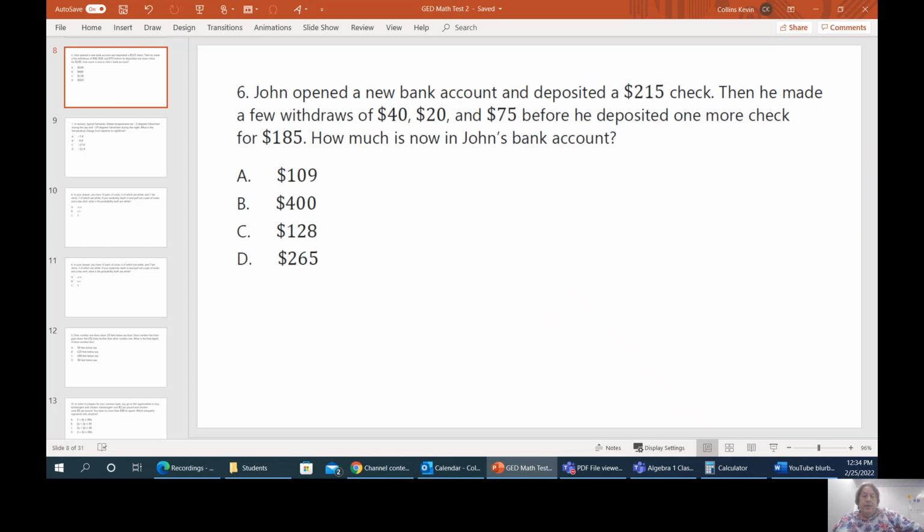Okay, so it says John opened a new bank account. He deposited a $215 check. Then he made a few withdrawals of $20, $40, read that backwards, I know, and $75 before he deposited one more check of $185. How much is in John's account? Okay, so a couple ways you can think about this. We got the deposits, so those are the pluses, right? So we got 215, and then we've got 185. And again, I would say use a calculator, but I'm going to go old school on this one.